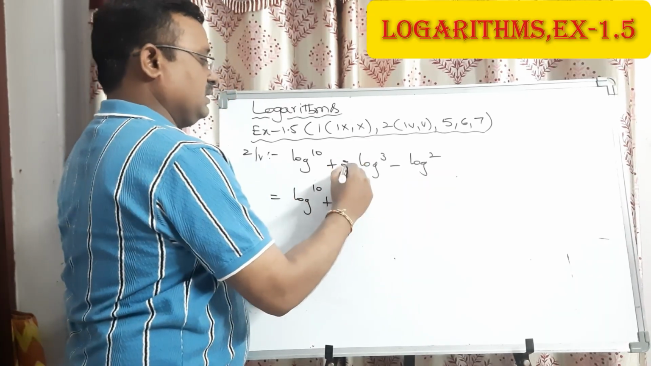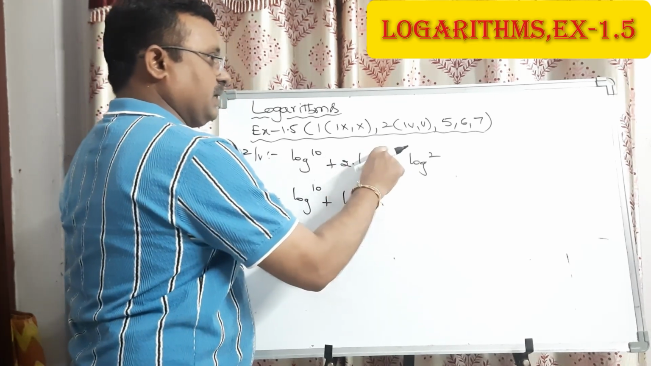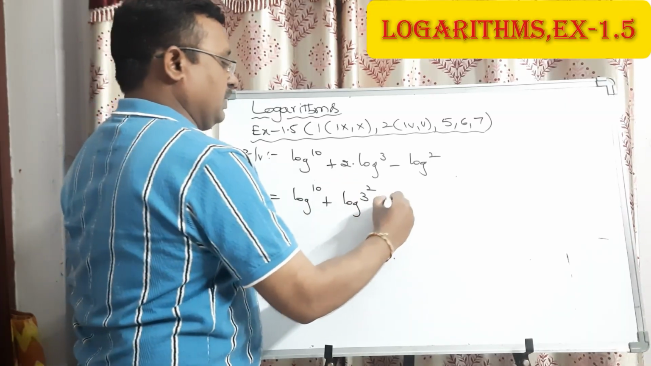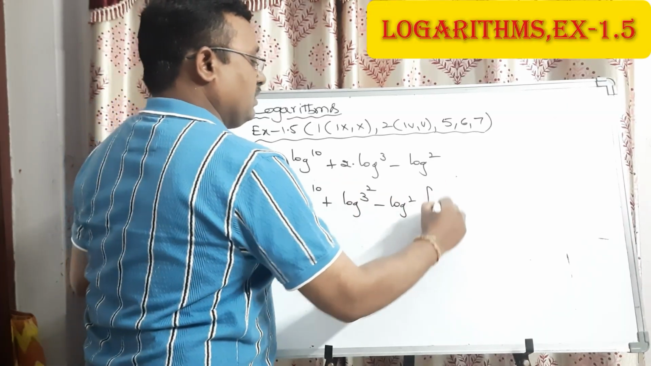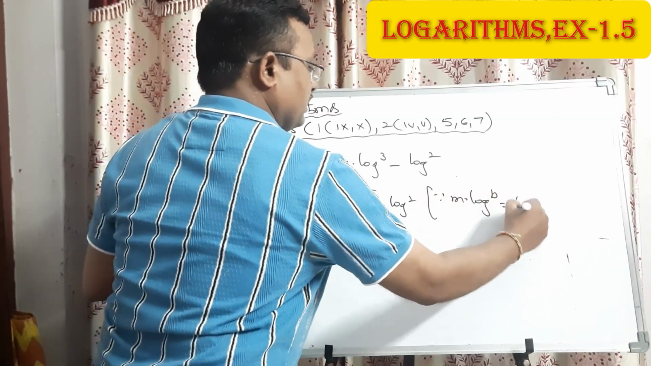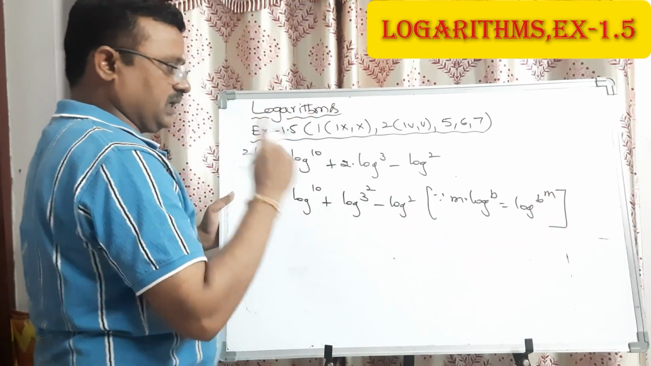So plus this will become log 3 square, the multiplier becomes the power of the logarithmic number like the previous question, minus log 2. Here what formula did we apply? m into log b is equal to log b power m. Is that clear? We need to write it.